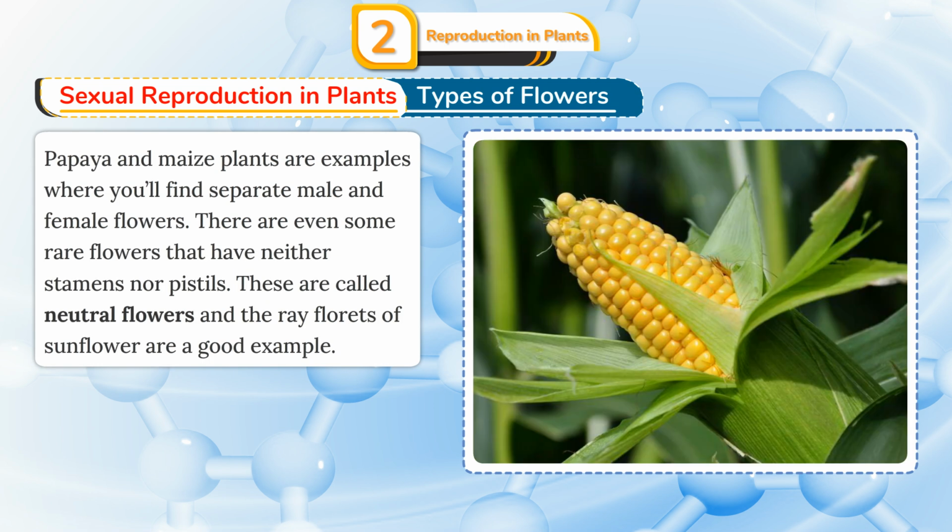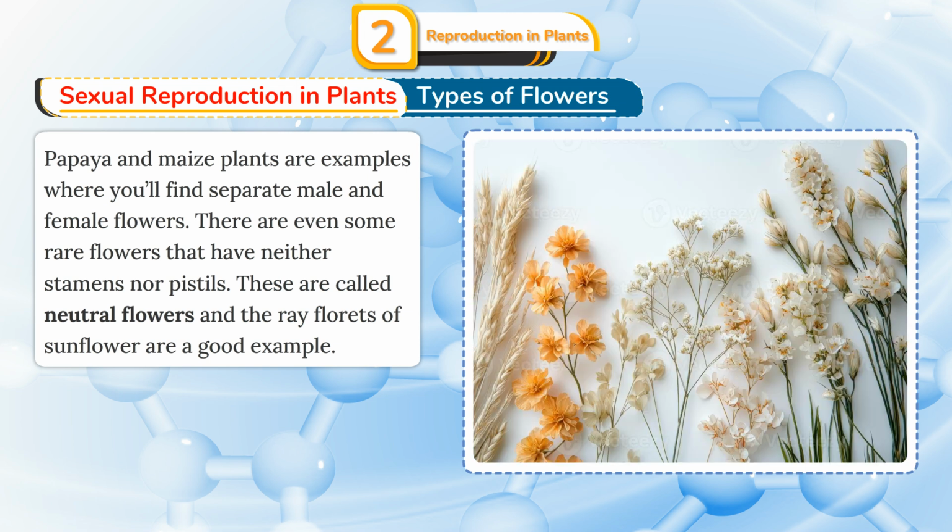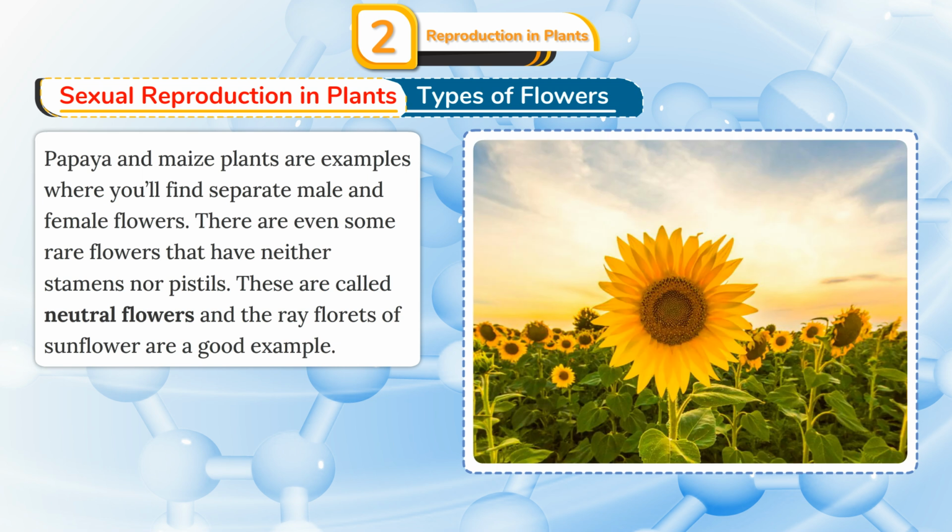Papaya and maize plants are examples where you'll find separate male and female flowers. There are even some rare flowers that have neither stamens nor pistils. These are called neutral flowers, and the ray florets of sunflower are a good example.